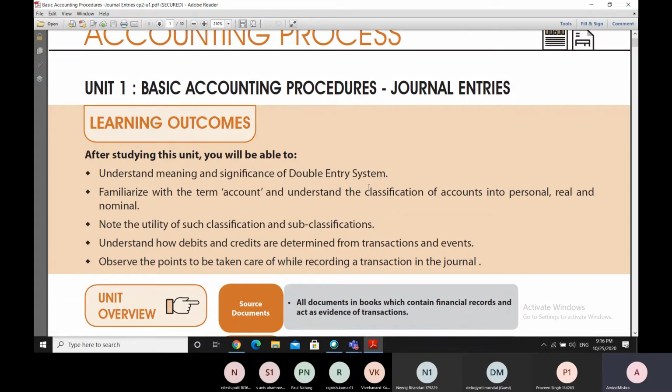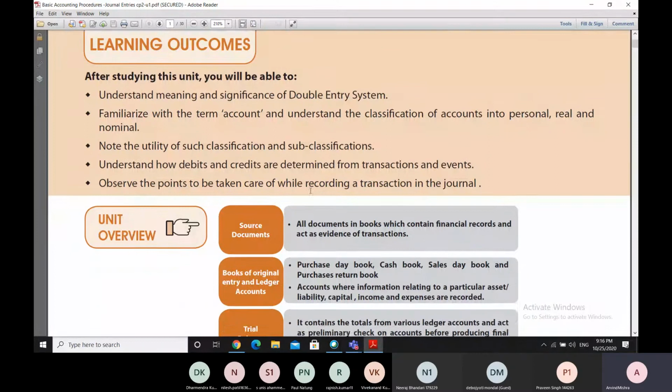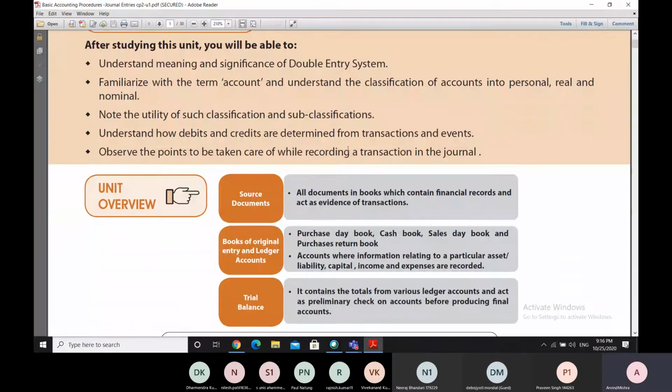So how do we determine the debits and credits? Also, the points that we must take care of while recording a transaction in the journal. We have to understand those points that we have to take care of while doing a journal entry.